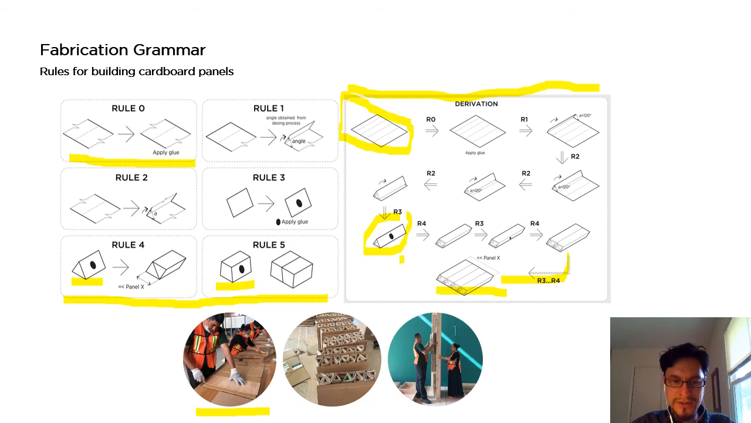Here we can see them trimming the layers of cardboard. These are the cardboard panels that go inside the frames, and these are two of them inserting the cardboard panels inside the frame.